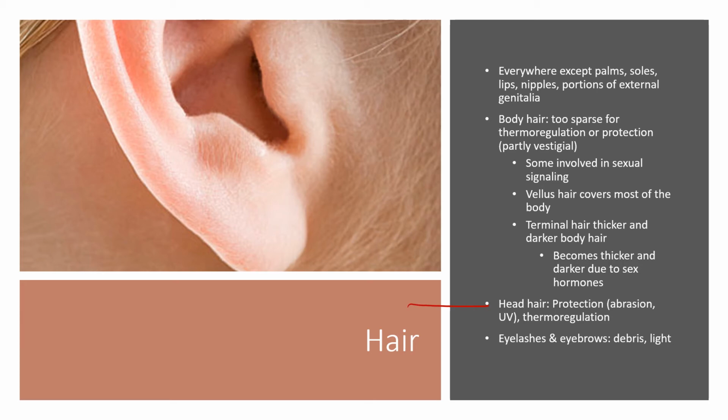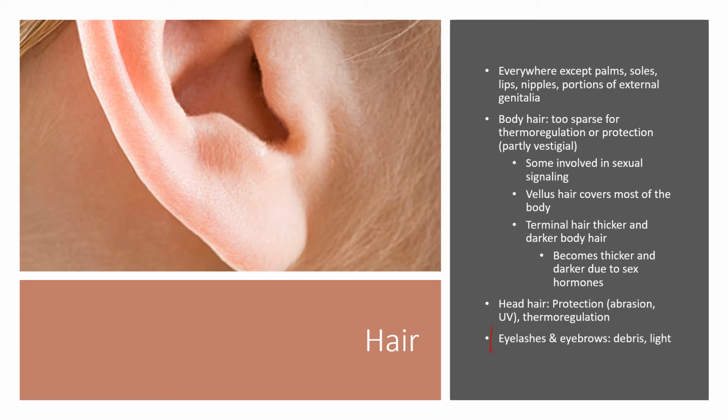Your head hair, in particular, still does have a protective element to it. Protects you against UV radiation, helps keep your head warm, helps protect your otherwise fairly thin scalp skin from abrasion. The purpose of your eyelashes and your eyebrows is to keep out debris from your eyes, and provide some mild amount of shielding from the sun.